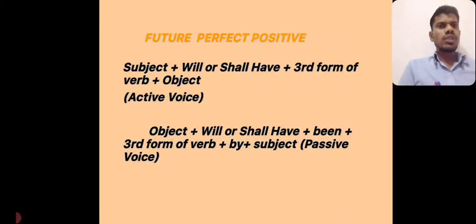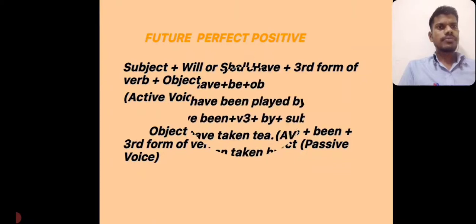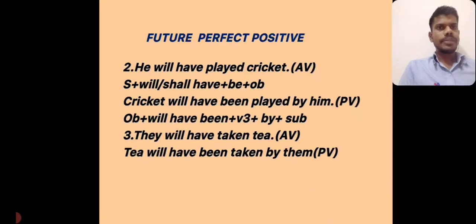Then how to convert? While we are converting from active to passive, what will be the structure for future perfect passive form? So the object of the active voice becomes the subject. Then we have to use will or shall, have plus been plus V3, followed by the preposition, then the subject. That is the structure for future perfect. Let us see the examples here.